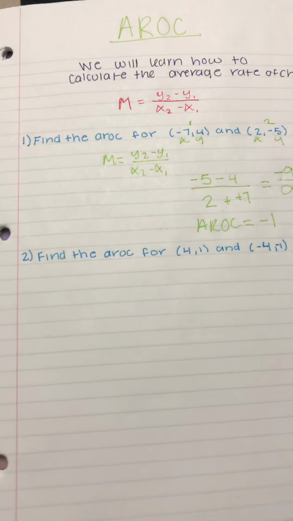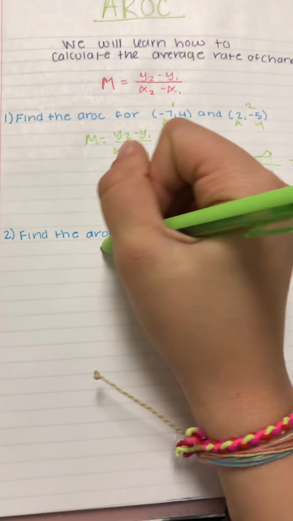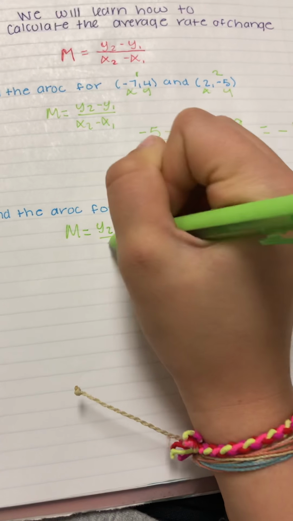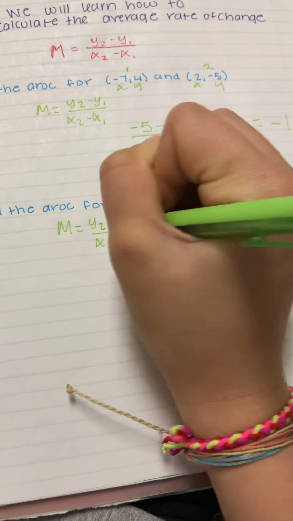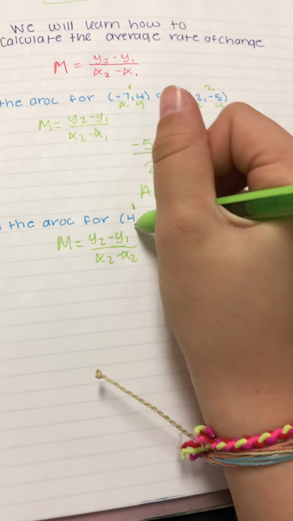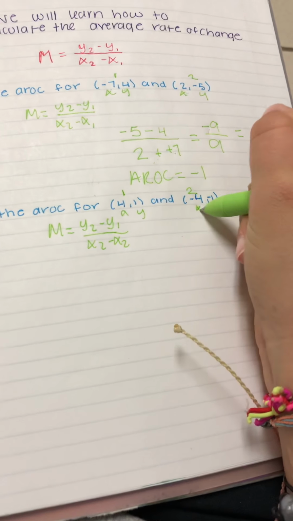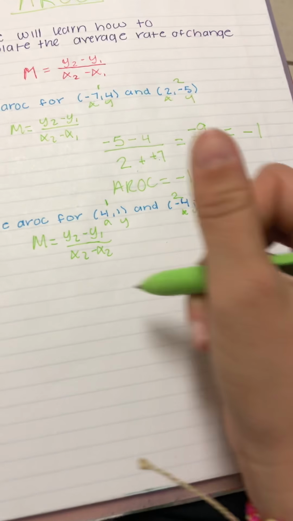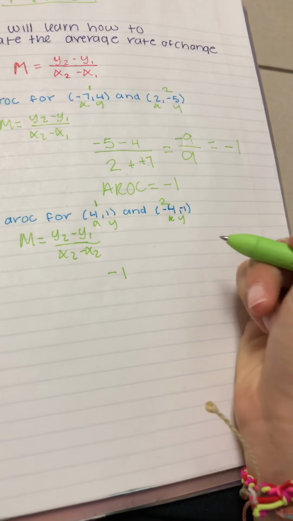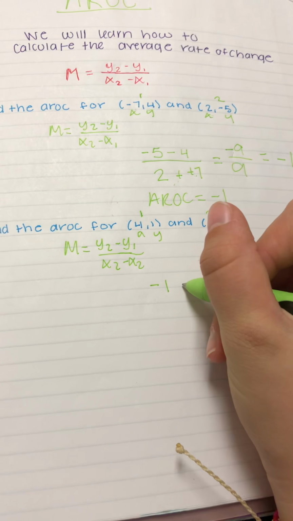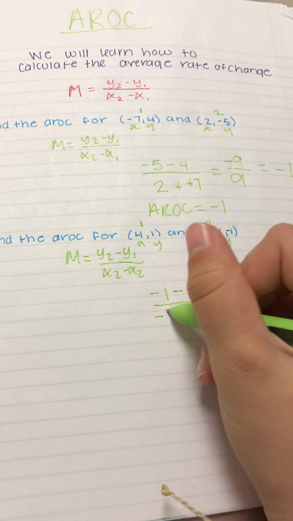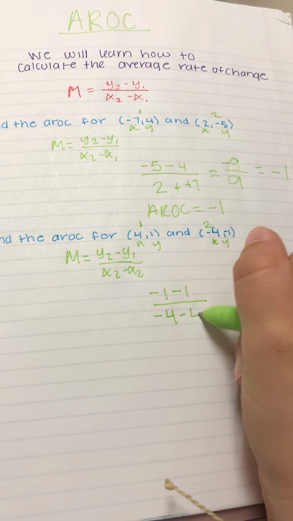Okay, problem 2. Let's do the same thing. First, write our formula. Then we'll label: 1s and 2s, x and y, x and y. Then we'll set it up. So y2, negative 1, minus y1, which is minus 1, over negative 4 minus 4.